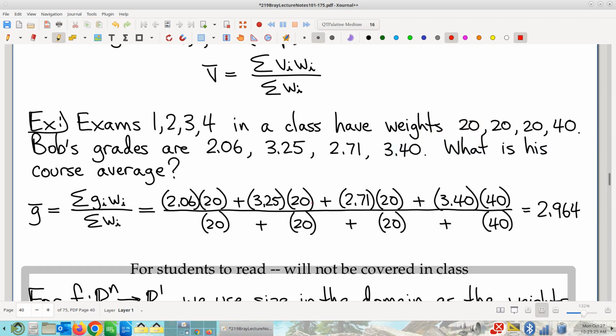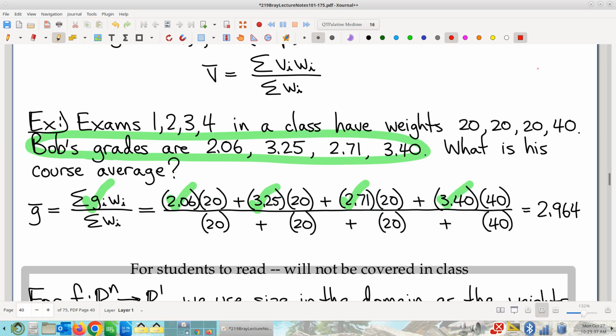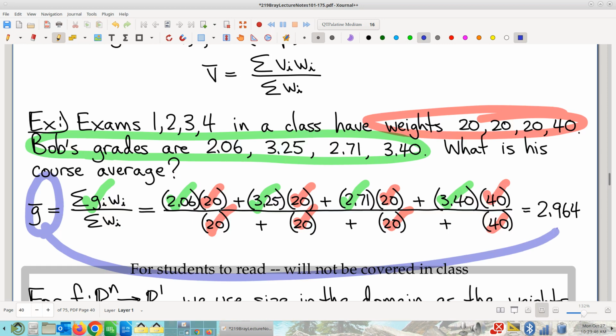But same basic idea. And notice certain grades that Bob earned. These are the things that I'm averaging. And then we have these weights right here. And the weights go where the weights go, and plug and chug. Nothing to it. And you can compute that Bob's course average is that. Pretty close to 3. So Bob gets a B. Does that make sense to everybody?